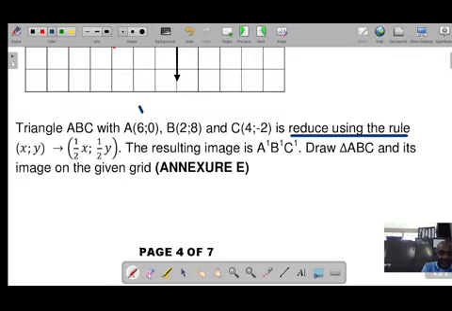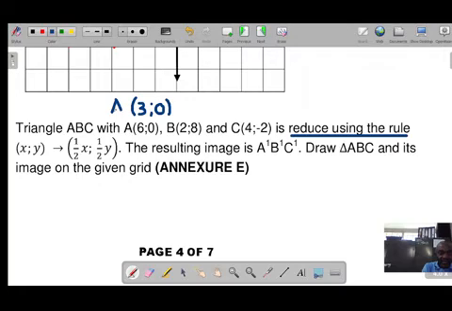Do it again. I'm using my rule, which says that (x, y) is reduced to a half x, a half y. And we are saying that a half times x, a half times 6, gives us 3. In other words, just divide the coordinates by 2. So 6 divided by 2 gives us 3. So we have 3 here. What about 0? 0 divided by 2 does not change. It remains 0. So this is my image for A, and I'm going to call it A prime.